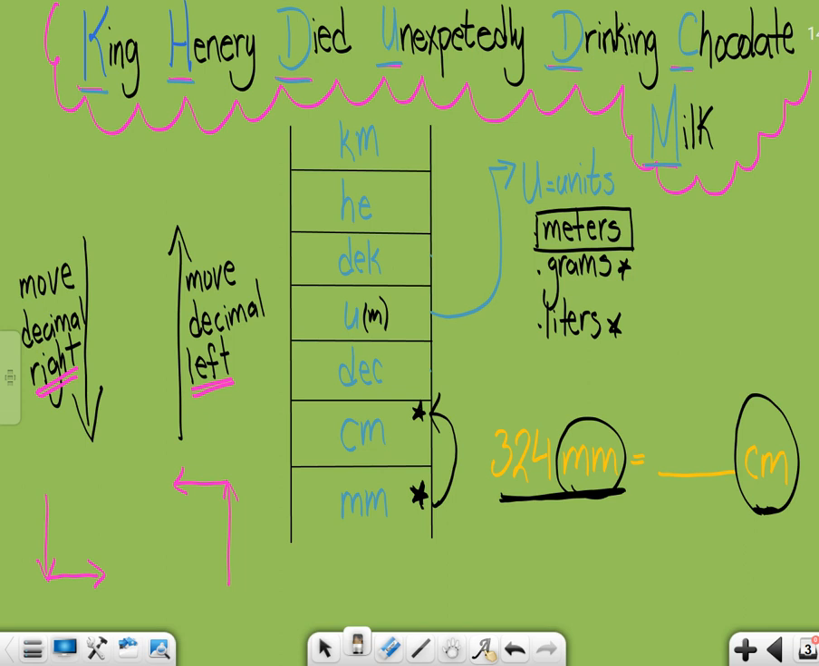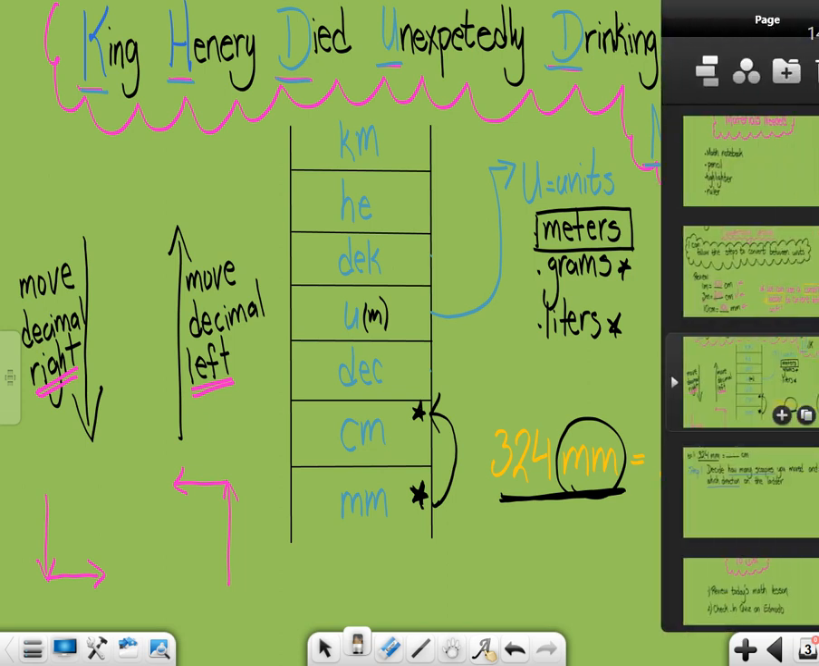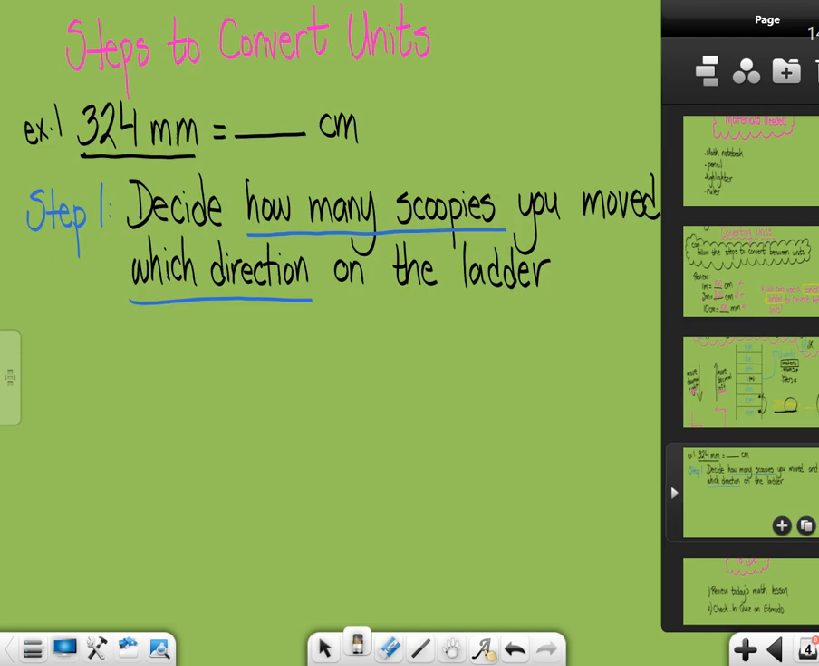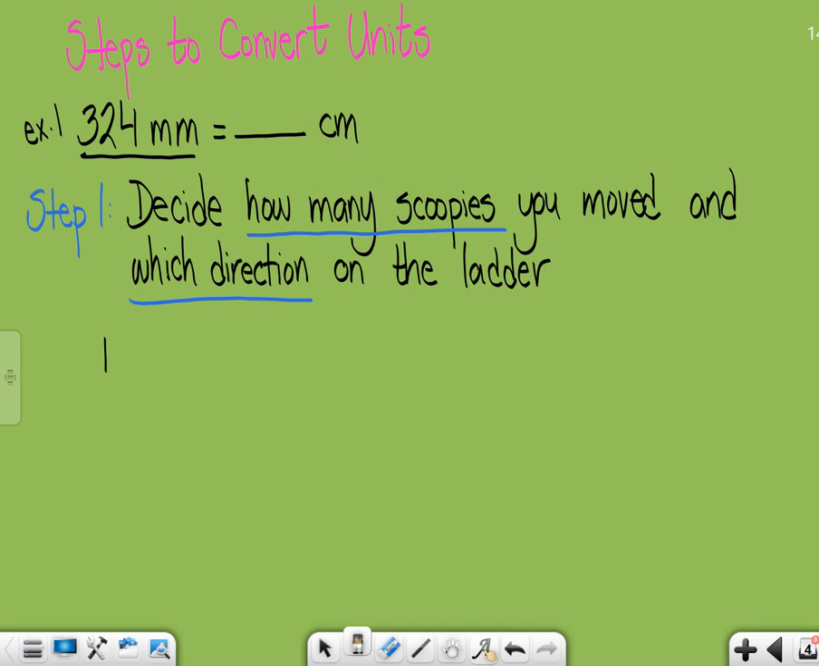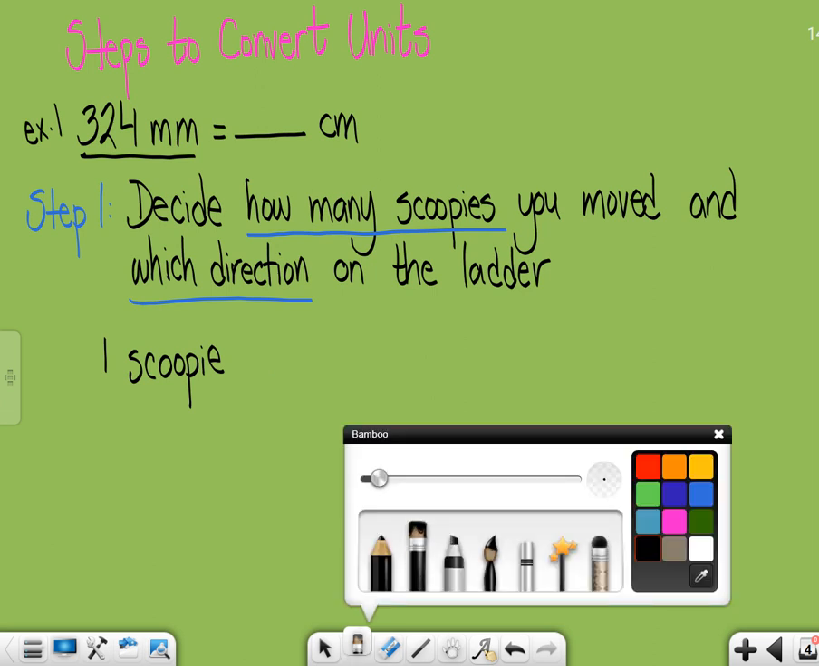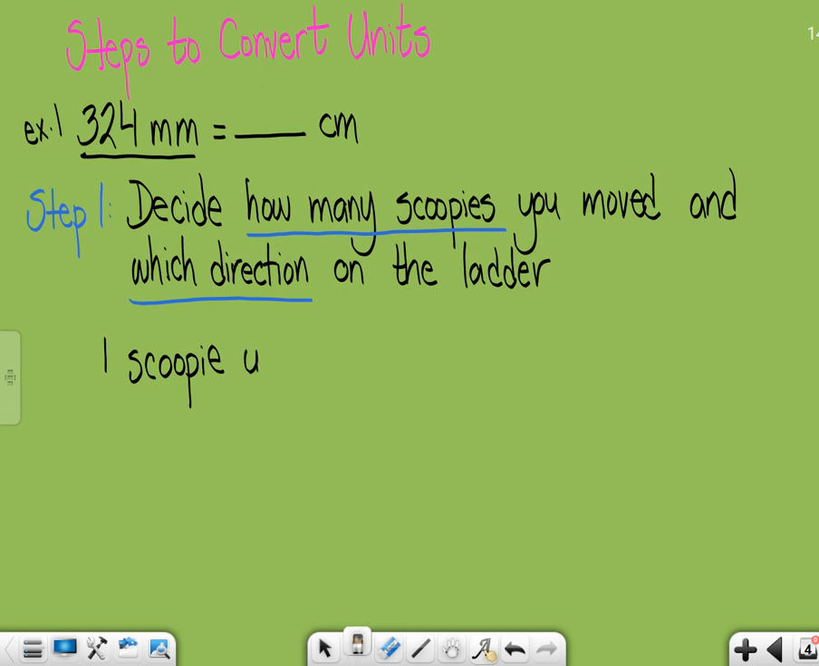Yes, excellent. So let me go back. Let me go back here. So let me write it down. I've decided that I need to go 1 Scoopie. So that's what I figured out, right? 1 Scoopie. So what does that mean? Okay, I've got 1 Scoopie. Yeah, I've gone 1 Scoopie up.